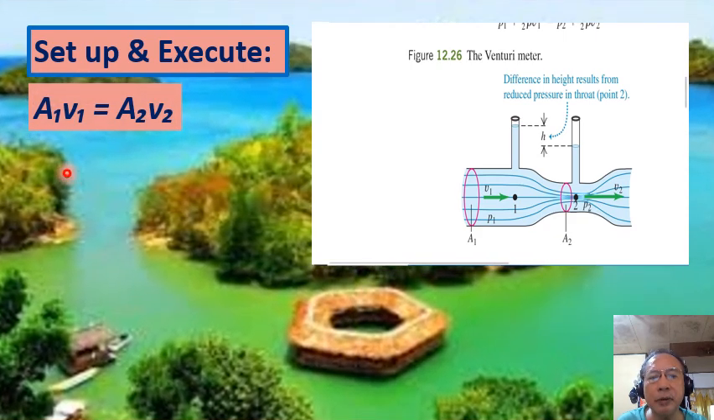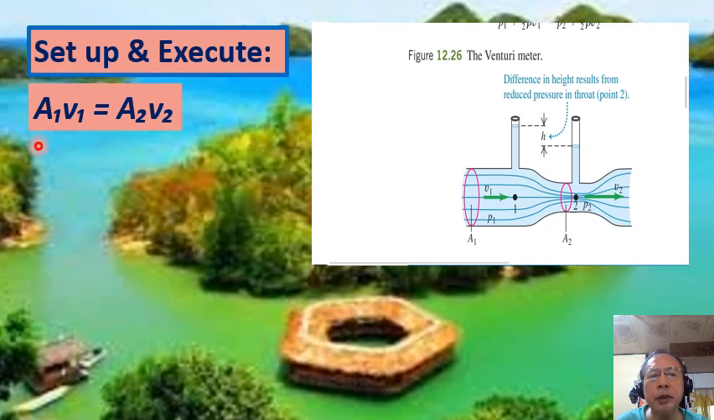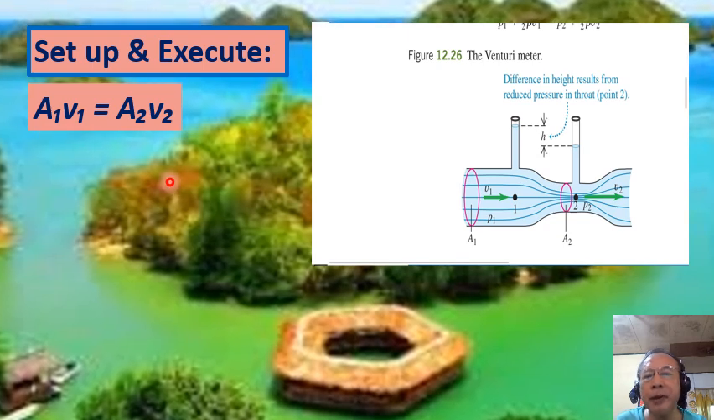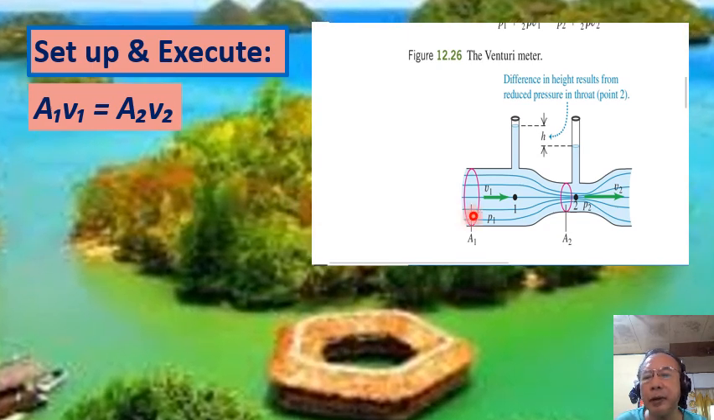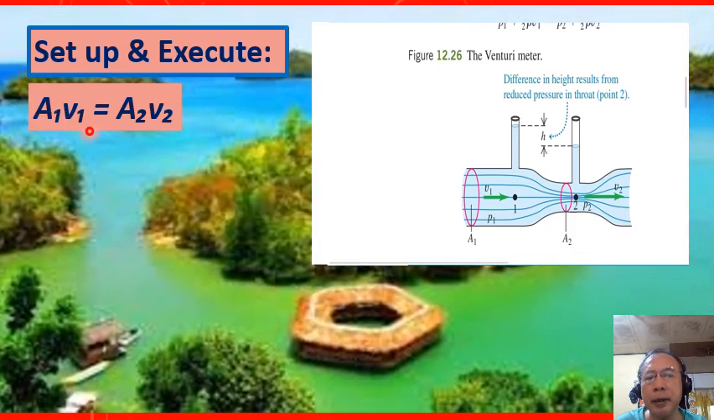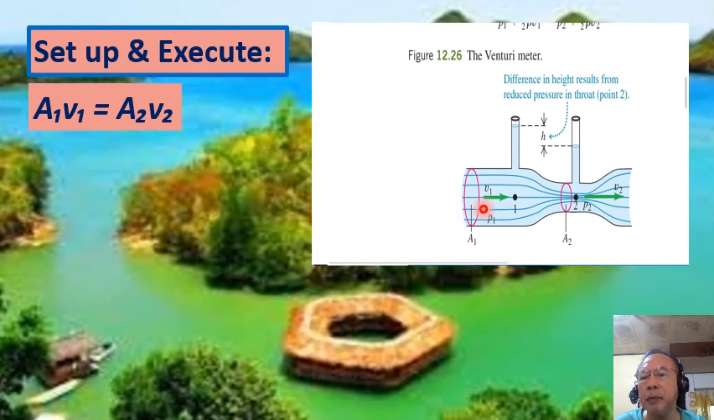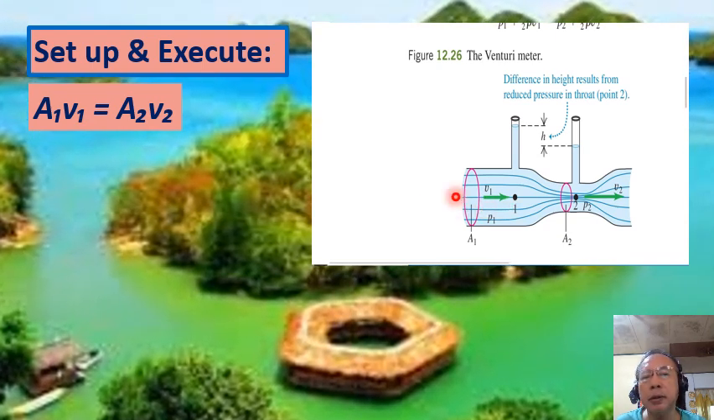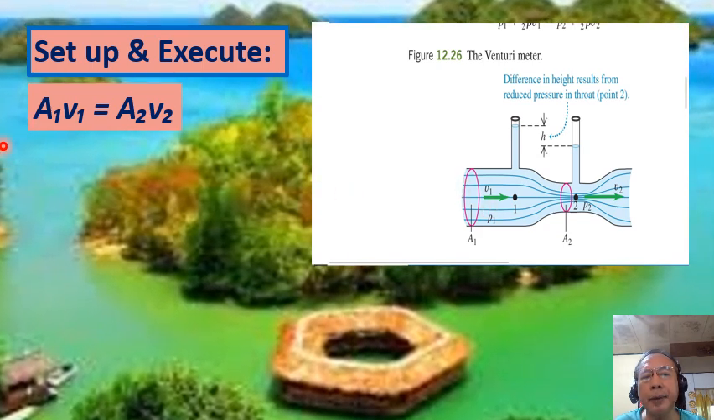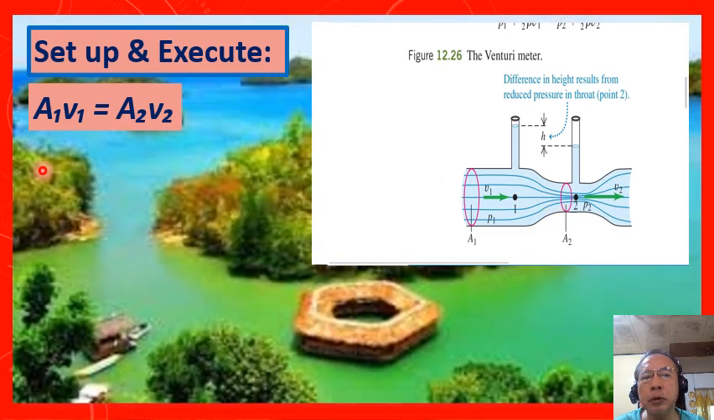All right, so once again, we emphasize that according to the equation of continuity, the cross-sectional area of the wider pipe, labeled here as A sub 1, is in fact inversely proportional to the speed of the flowing liquid, that is V sub 1, right? A sub 1 is in fact greater than A sub 2, all right?